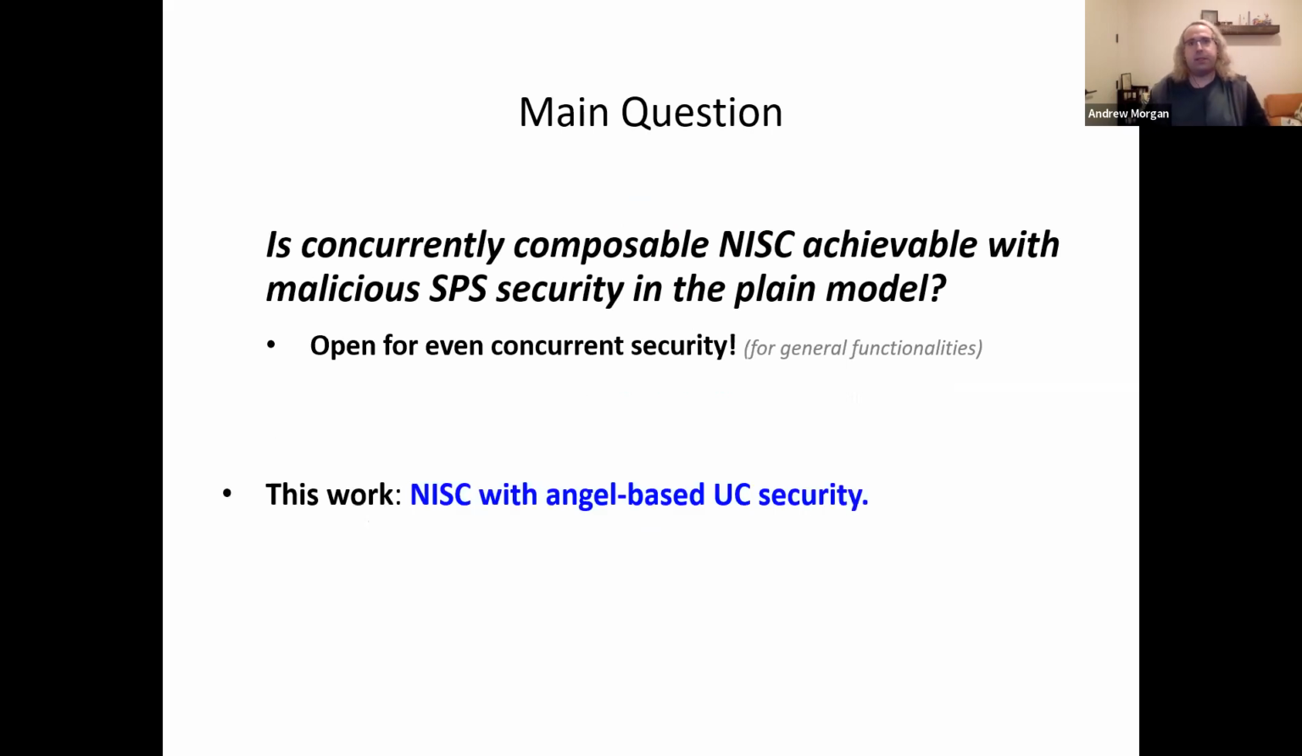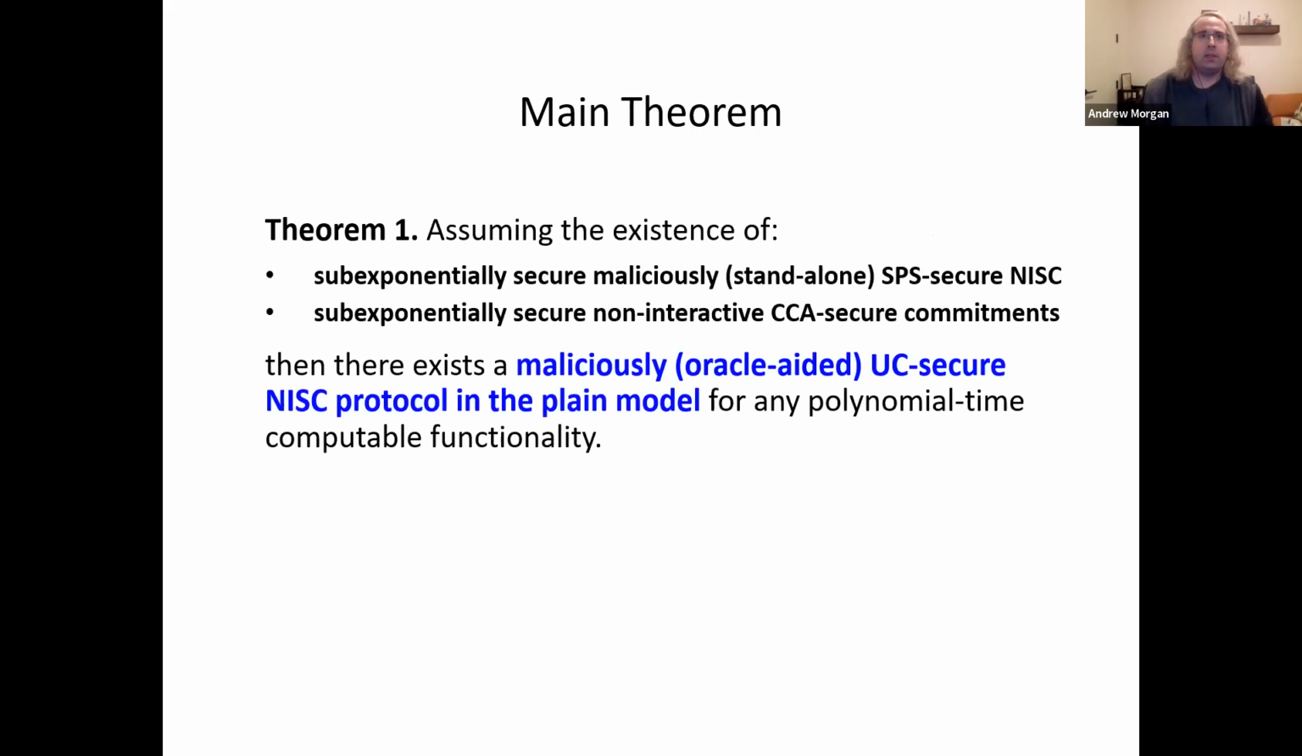So our work answers that question in the positive by providing a construction of NISC that does achieve angel-based UC security and shows that the minimum of 2 single message rounds for two-party computation can be achieved for this considerably strengthened definition of security. Specifically, our construction of UC secure NISC, which we dedicate the majority of our paper to presenting and proving formally, requires 2 key building blocks: a standalone sub-exponentially SPS secure NISC and sub-exponentially secure non-interactive CCA secure commitments.